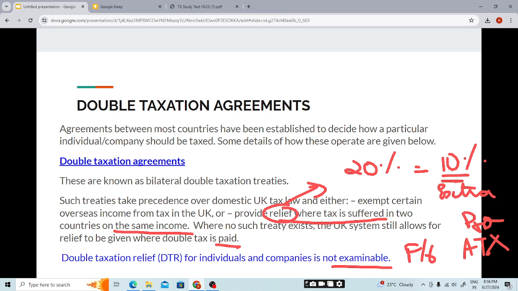So a double taxation agreement is an agreement between countries where they will be providing relief to a person, so that he can carry his income to other countries and invest in other countries also.